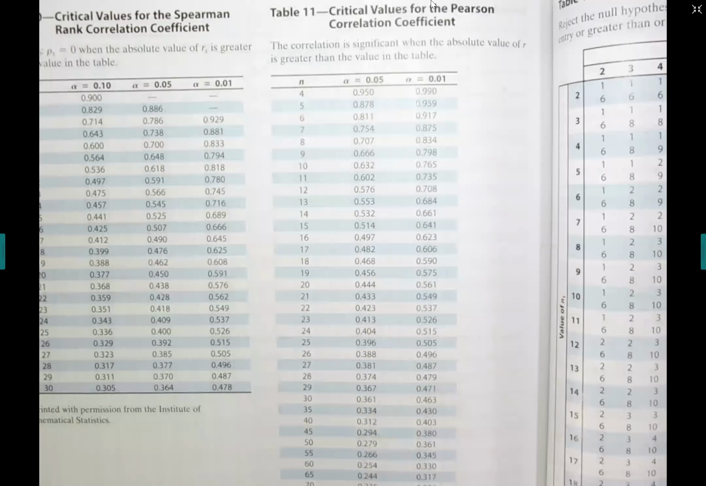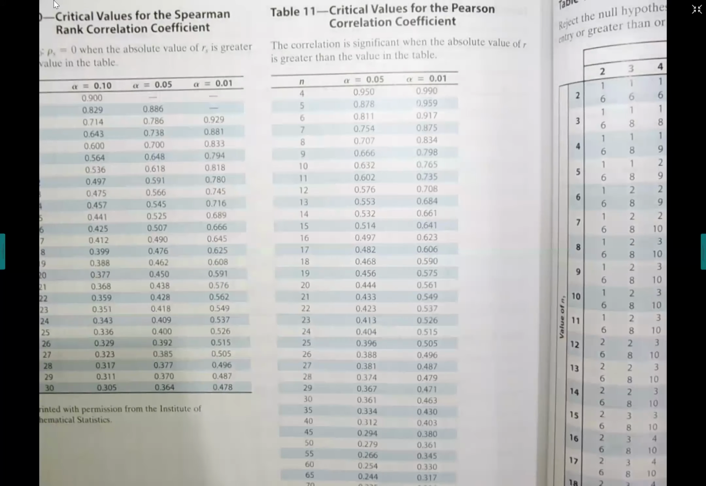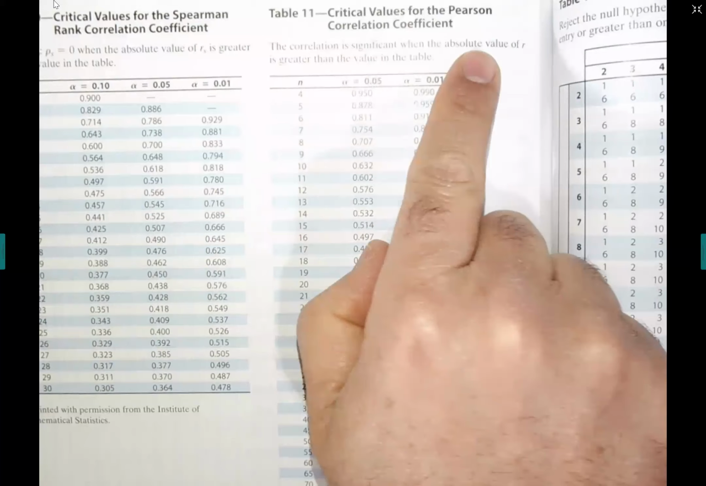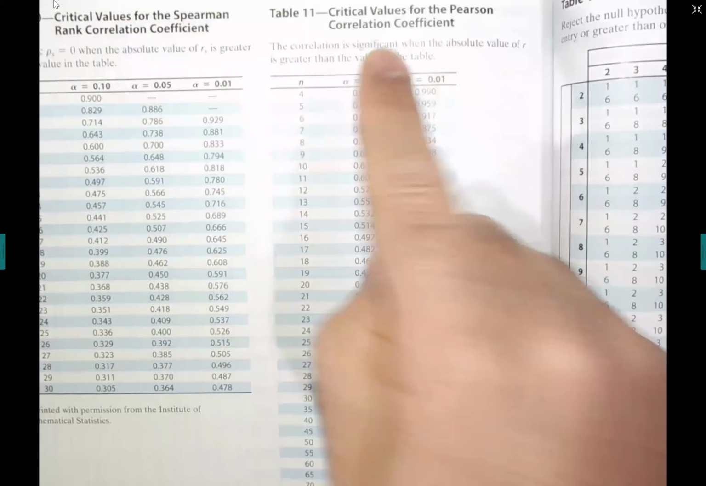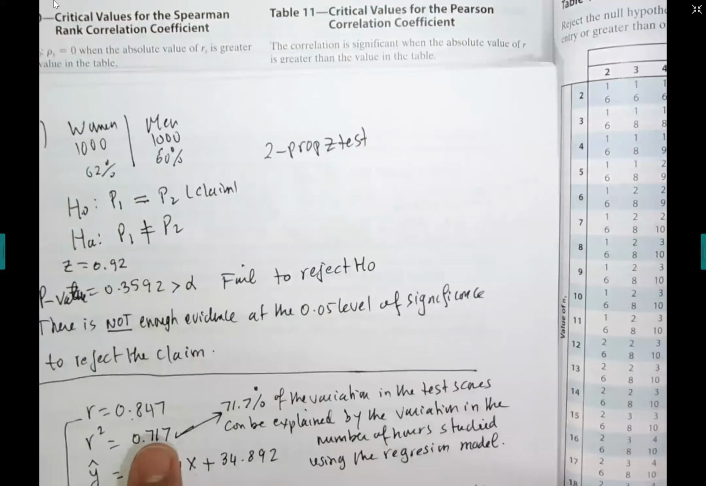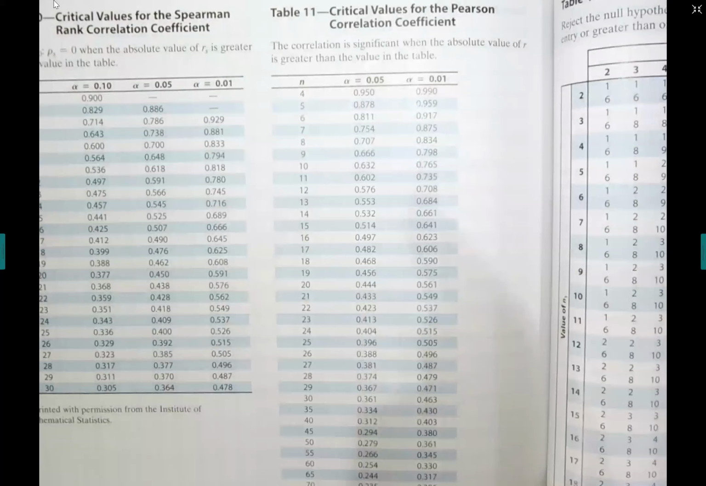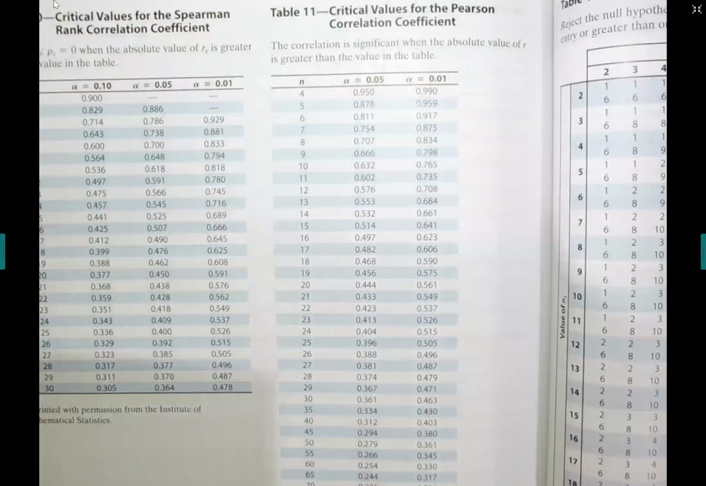We got a number right here. r, guys, turned out to be 0.847. Here's what it says here. The correlation coefficient is significant when the value of r is greater than the value in the table. Since my r is 0.847 and the value from the table is 0.632, so r is bigger than that one, then you can conclude that correlation is significant. So this is another way to do it. All right, let's continue with this.